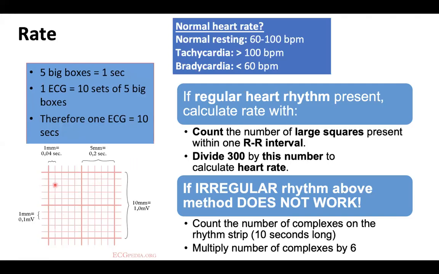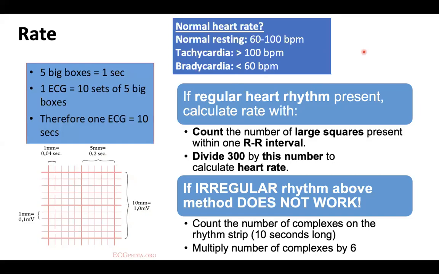So like I said before, one small square on an ECG is 40 milliseconds or 0.04 seconds. One large square is 200 milliseconds or 0.2 seconds. And then again, this is 10 millimeters, which is equivalent to 1 millivolt. Okay, a few of the basics again.